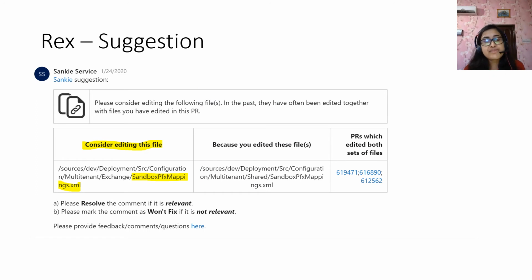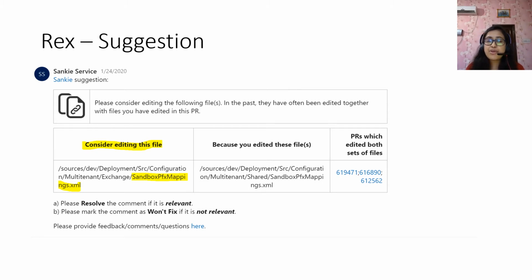So we got the system deployed on a few repositories, and this is how a typical suggestion looks. In this case, the developer is recommended to make edits in sandbox pfx mappings.xml because they have edited some of the correlated files. In addition to this, we also provide a list of previous PRs where these files were changed together, so as to provide more information about the correlation to the developers.